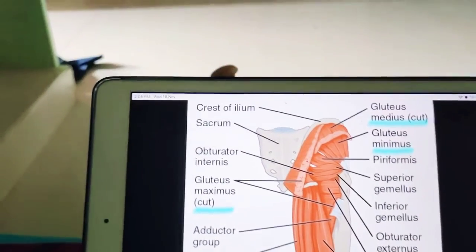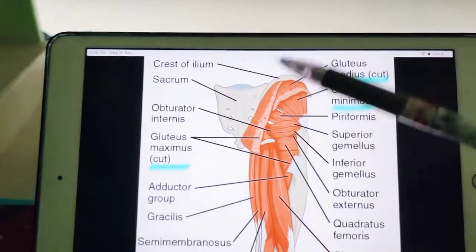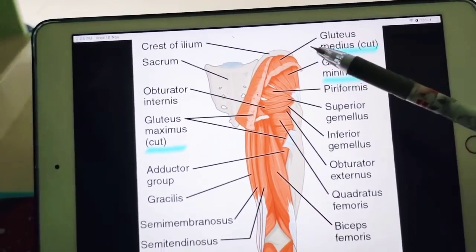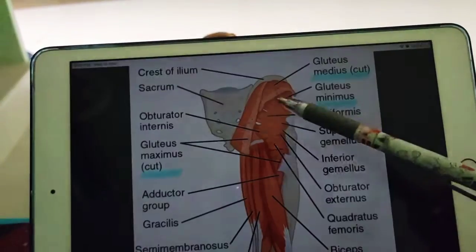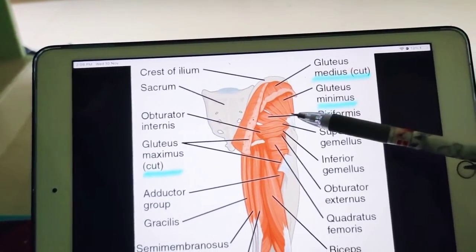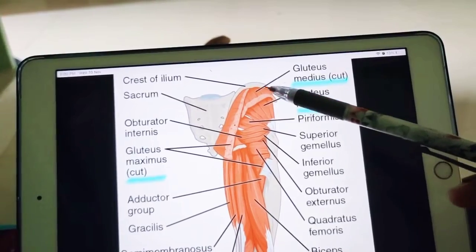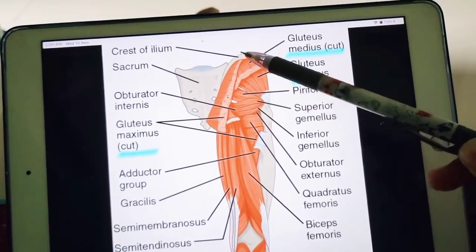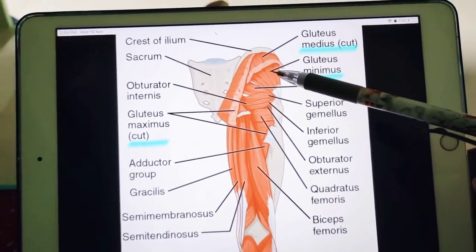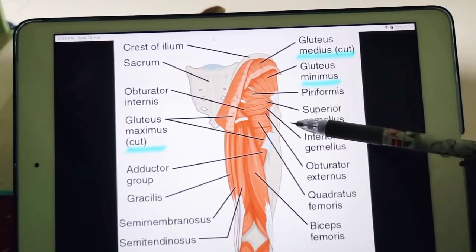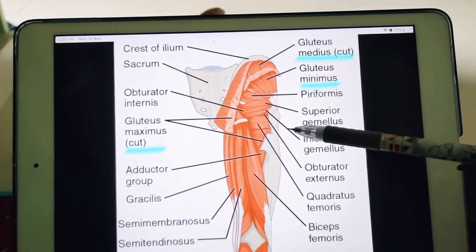Gluteus minimus is also fan shaped. You can see it here, right? It's like a fan, and it is covered by gluteus medius above, right? And it is getting its origin from gluteal surface of ilium between anterior and inferior gluteal line, same like gluteus medius. On the anterior surface of ilium only it will get its origin, and it is getting inserted into greater trochanter of femur on a ridge on lateral part of anterior surface.